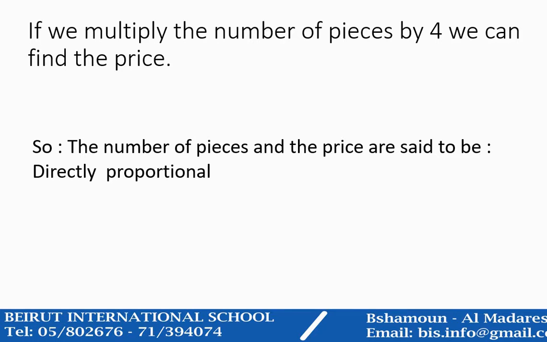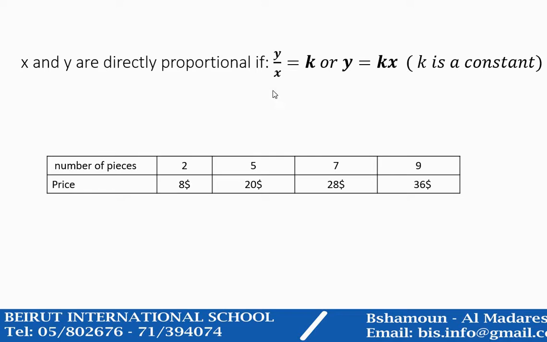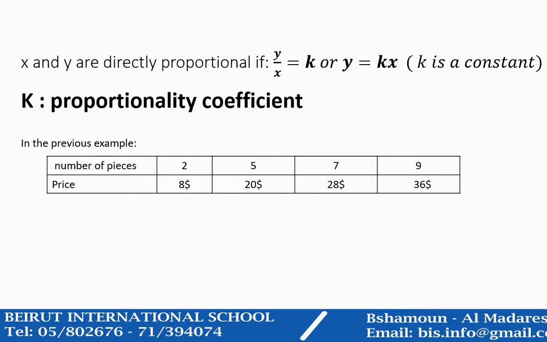So what is directly proportional as a rule? As a rule, x and y are directly proportional if y over x equals k. First, k is a constant, a real number. Y over x means whenever you divide the second quantity over the first quantity, you get a number, which is k. So y over x is equal to k, or you can write it as y equals kx. So you can divide y over x to get k, or you can find y by knowing k, that y equals kx, with k being a constant. This k is called the proportionality coefficient.